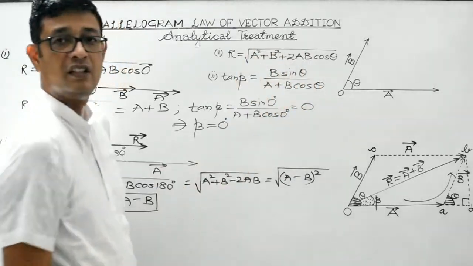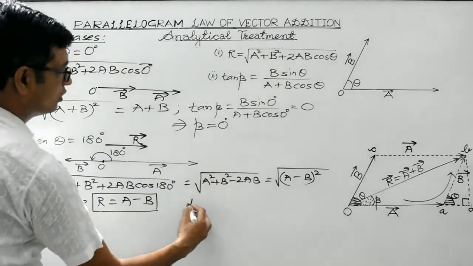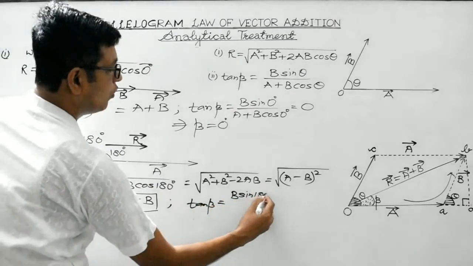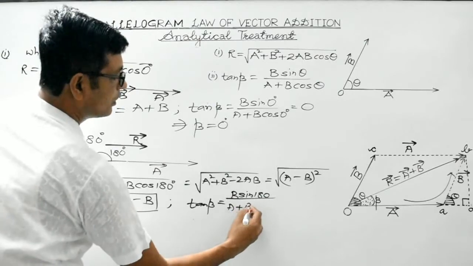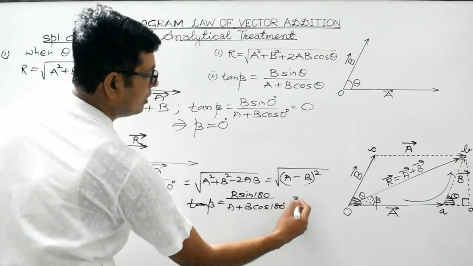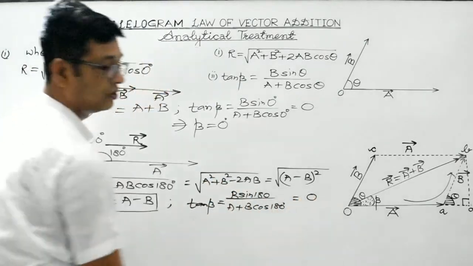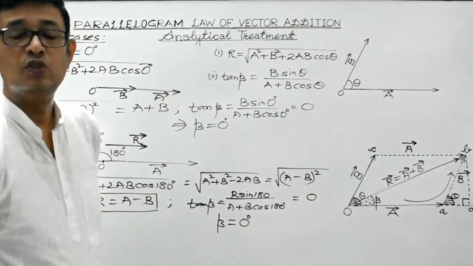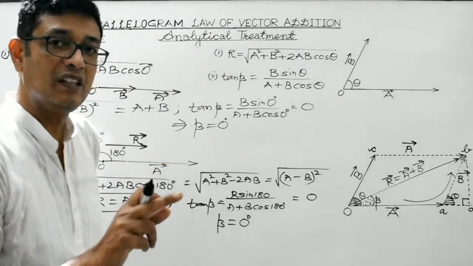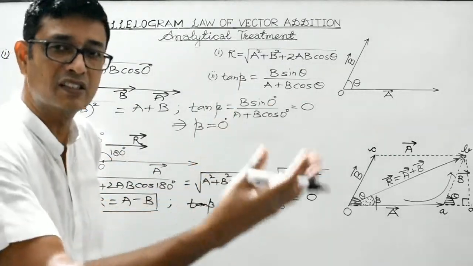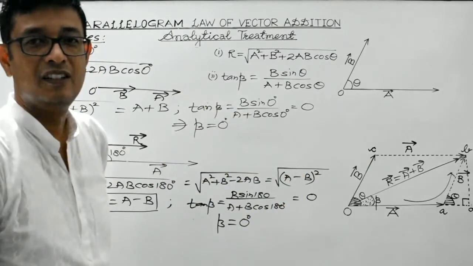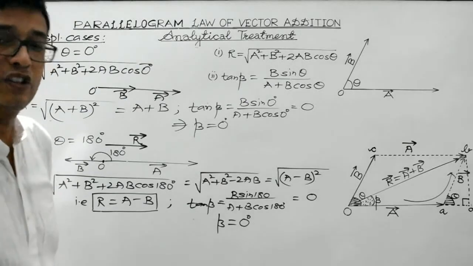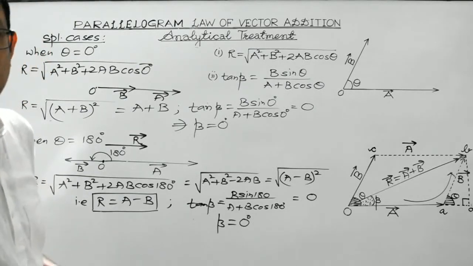Sin 180 is 0. So tan beta would be equal to B sin 180 divided by A plus B cos 180. Sin 180 is 0. So 0 divided by anything will be 0. So beta would be equal to 0. So in this case, the direction of the resultant will be along the direction of A vector, which is considered to be the dominant one. Clear students? So case 1, case 2. When theta is equal to 0 degree or theta is equal to 180 degree, both the cases are over.